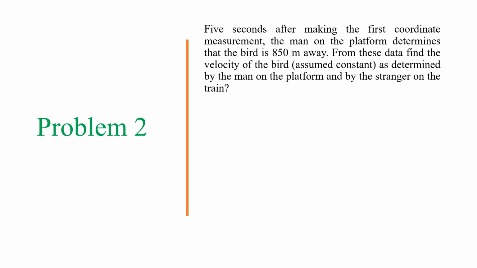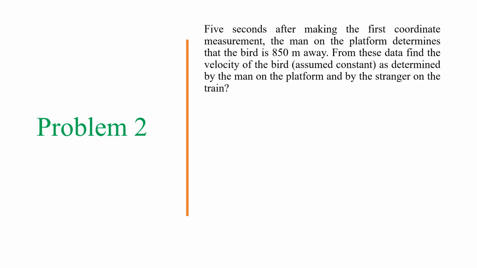Referring to problem number 1, 5 seconds after making the first coordinate measurement, the man on the platform determines that the bird is 850 meters away. From this data, find the velocity of the bird as determined by the man on the platform and by the passenger on the train.